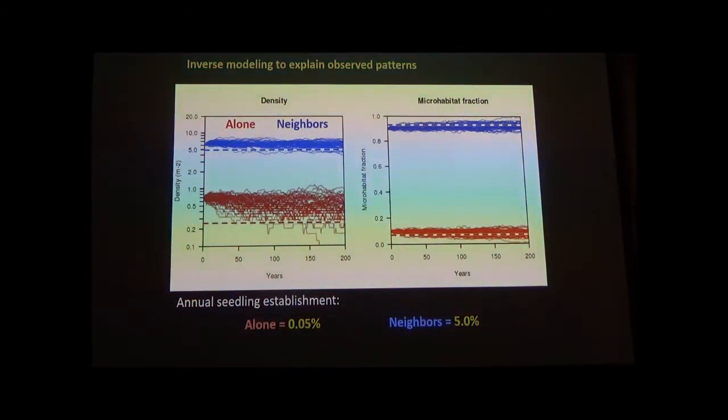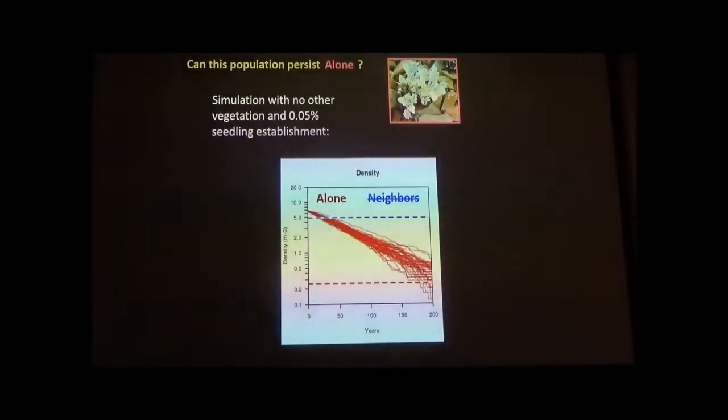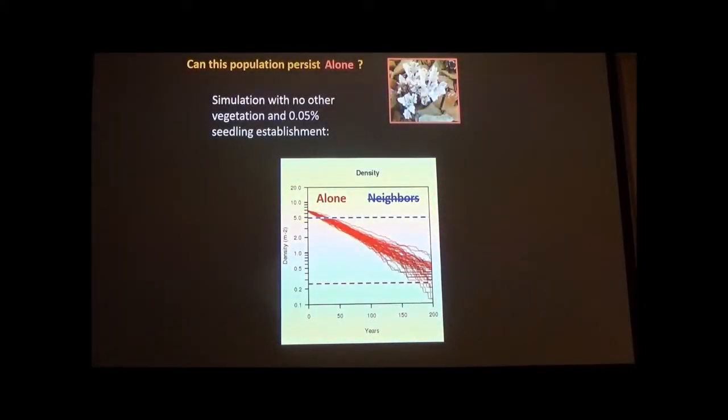We have put some seeds out to try and actually do little experiments to see how many plants come up, but we're not holding our breath to get too much data on that. So from this, we can ask the question: well, if we believe this low seedling establishment, what would happen if we didn't have neighboring vegetation?